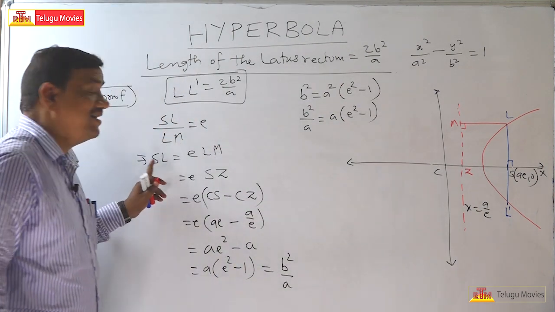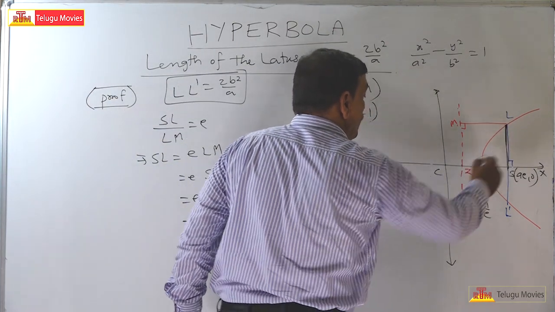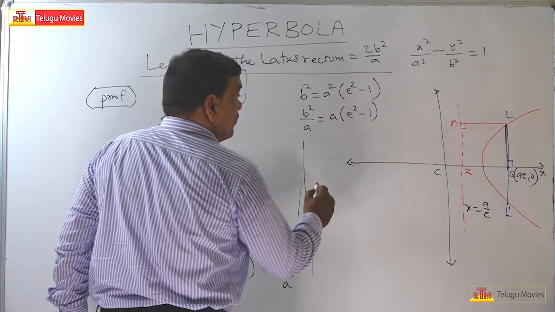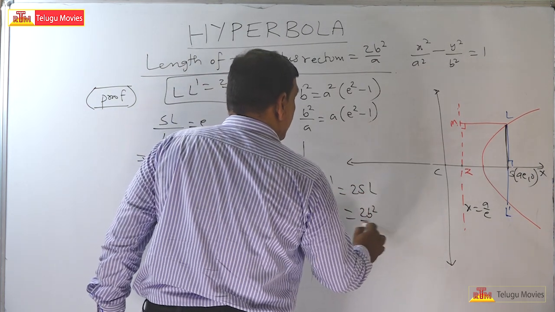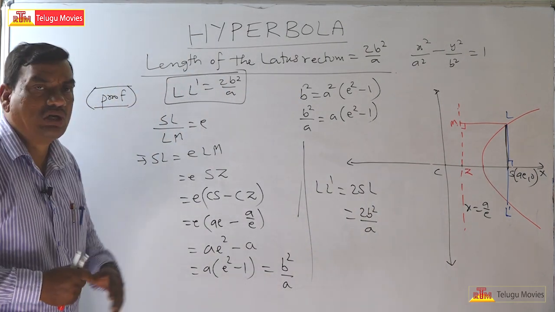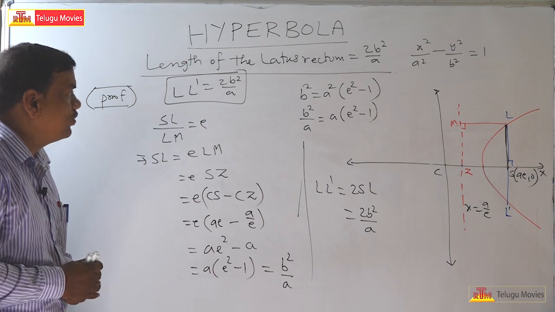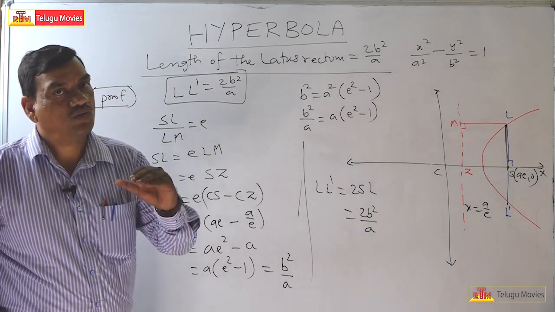So what is SL? SL is nothing but semi-latus rectum, half of the latus rectum. Therefore L dash is equal to 2SL, that is 2b square by a. Okay. So that's all the proof. Very easy proof. I hope that you understand this proof. So let us go for one more concept.